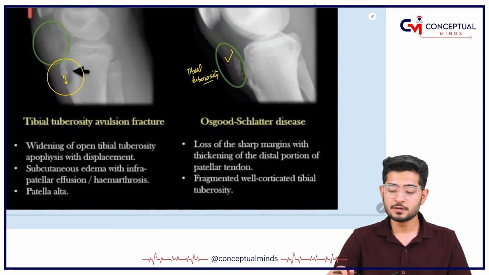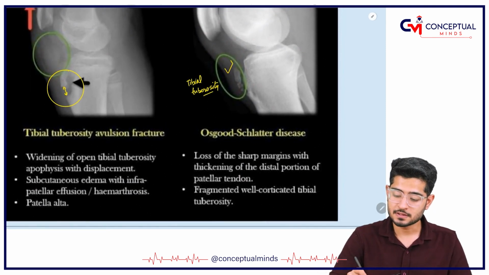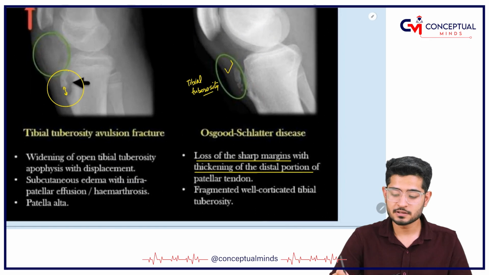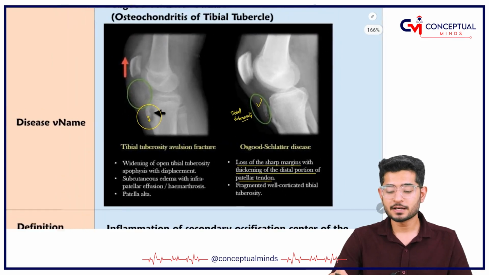Okay, so basically what is Osgood-Schlatter disease? There is a loss of sharp margin, number one, and second, there is a thickening of the distal portions of the patellar tendon. This is the second point. Okay, so why is it happening?